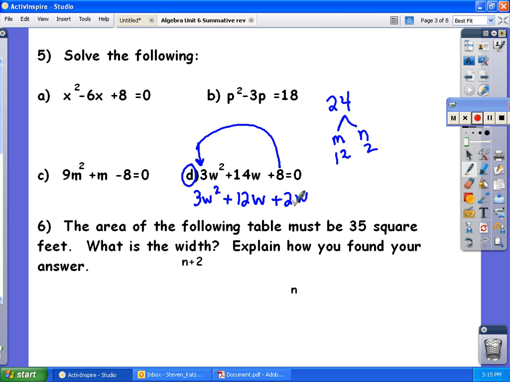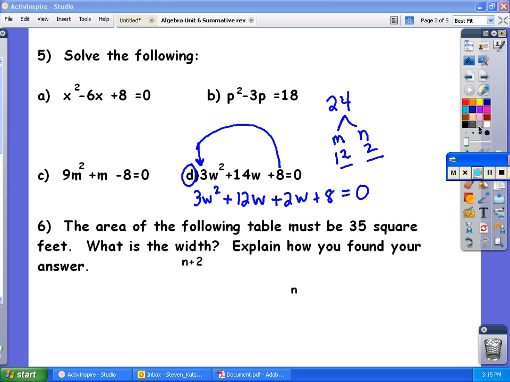The 12 and the 2, remember, come from the things that multiply to 24 that add to 14. I'm going to keep the equal 0. And then remember, you're going to group these, and you're going to group these. Let me go ahead and erase this right here so I have some room.